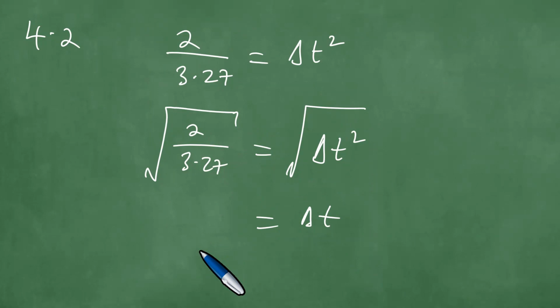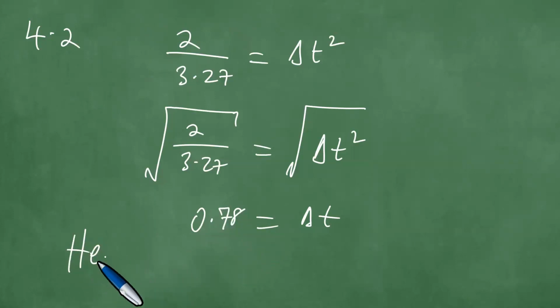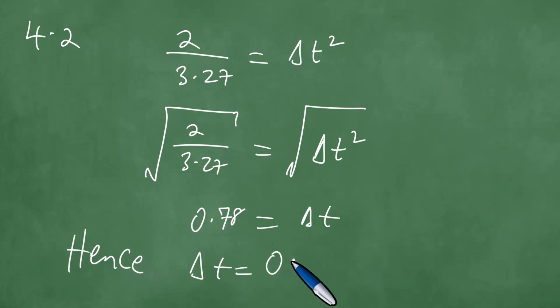So if you look at this now, you want to find the change in time. 2 out of 3.27. 0.78. 0.78 seconds.